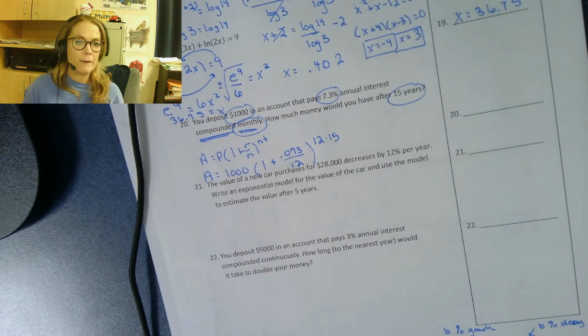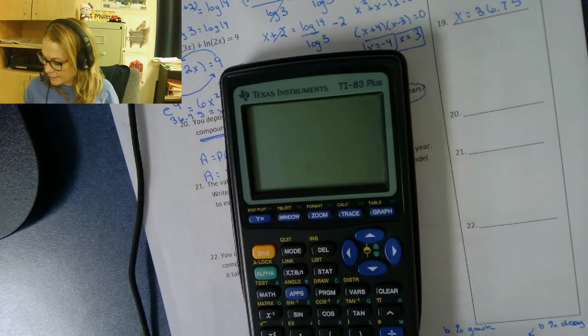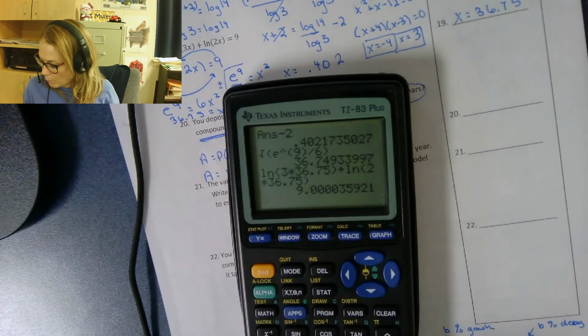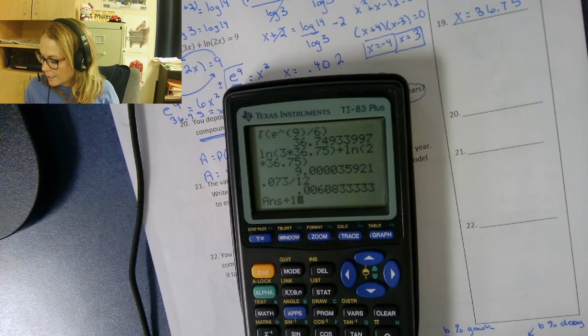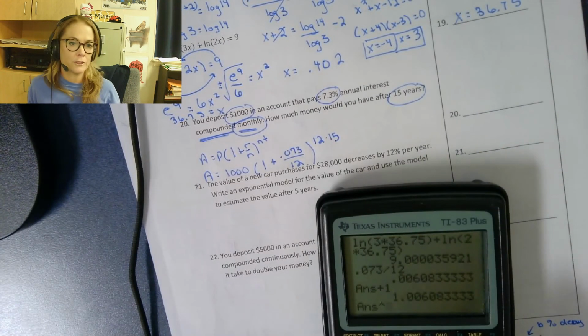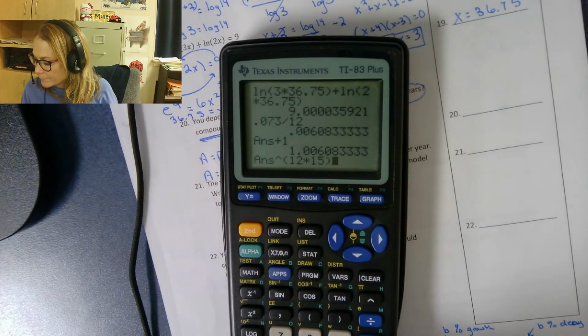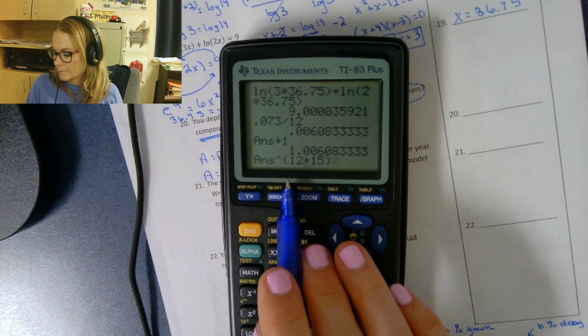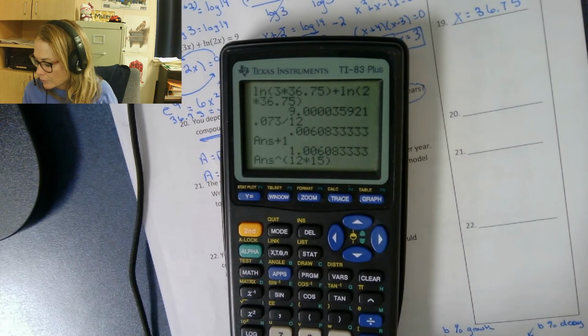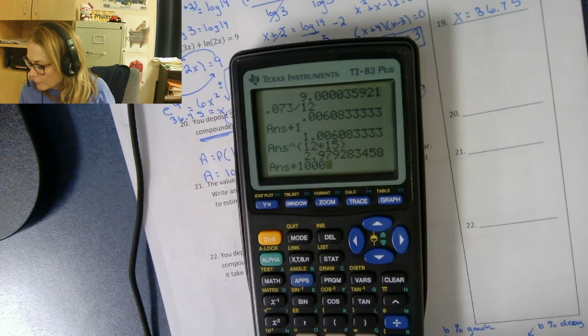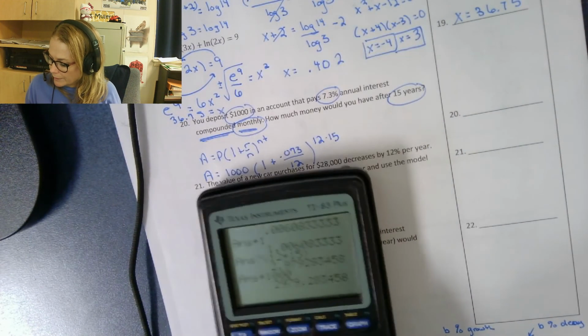My recommendation on scientific calculators is to put it in like so. I would go 0.073 divided by 12, enter. Plus 1, enter. Then raise to the power. You could multiply 12 times 15 first, or put these in parentheses. But if your calculator doesn't have parentheses, multiply 12 times 15 first and then raise it to that number. Then we multiply finally by 1,000. It should make sense; it should be a reasonable number.